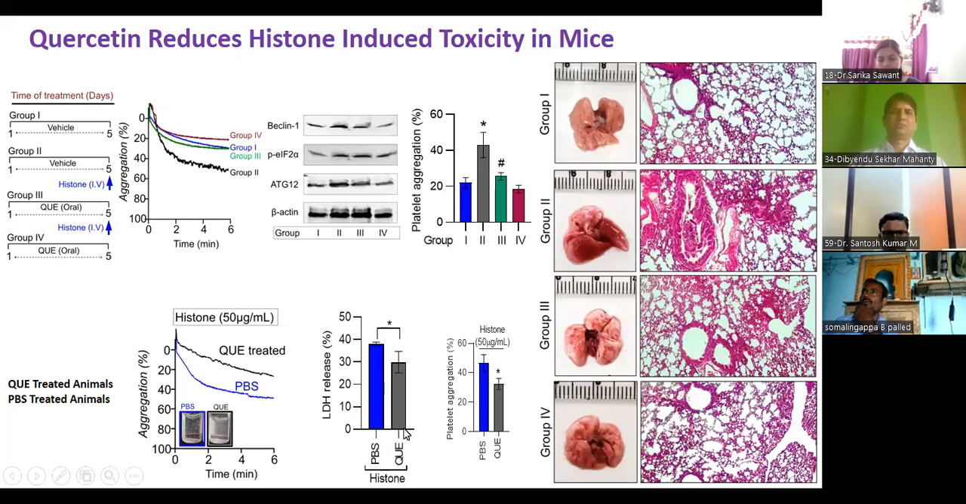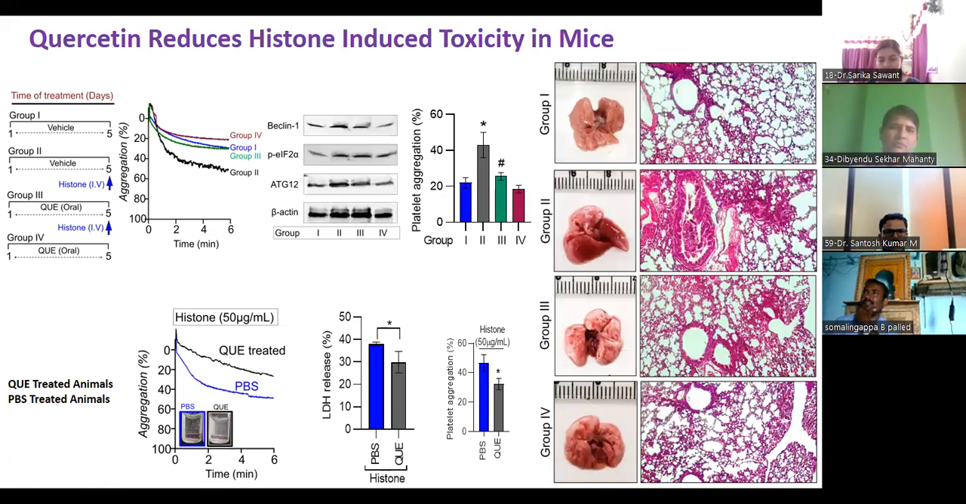And we assessed the LDH release assay in the platelets in presence of histone. Here, the platelets from PBS treated animals are more sensitive to the histone when compared to platelets from quercetin treated animals. The same trend was observed in case of aggregation. This data clearly suggests it is better to prime the platelets with quercetin.